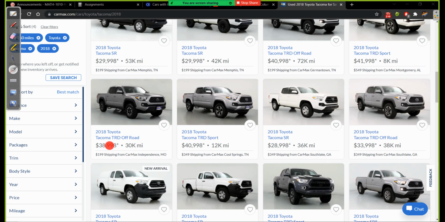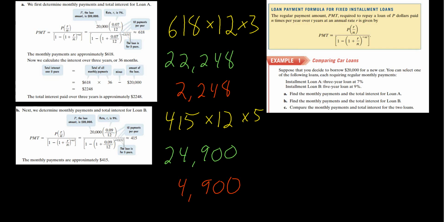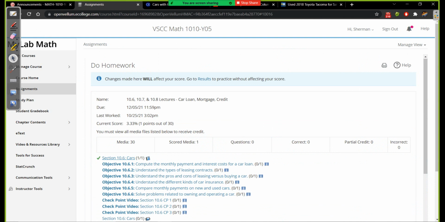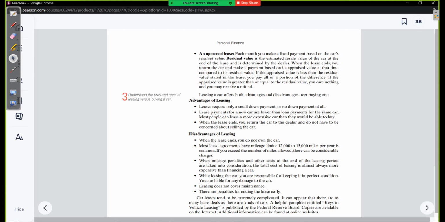Well, let's go back to our lecture. Let's go back to our textbook, actually. Which one is our textbook? Okay. And let's go ahead and read what the residual value is again. So the residual value is the estimated resale value of the car at the end of the lease and is determined by the dealer. If you recall, I said that the residual value of the Tacoma was $31,000. Well, 3-year-old Tacomas are going for $38,000. So what does that mean?